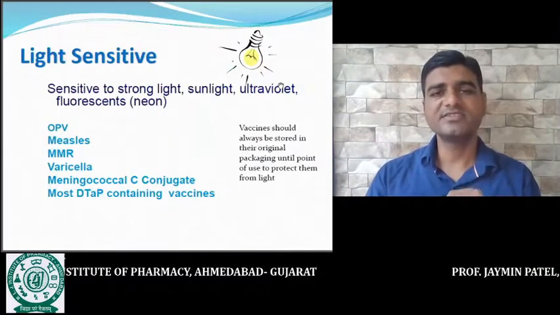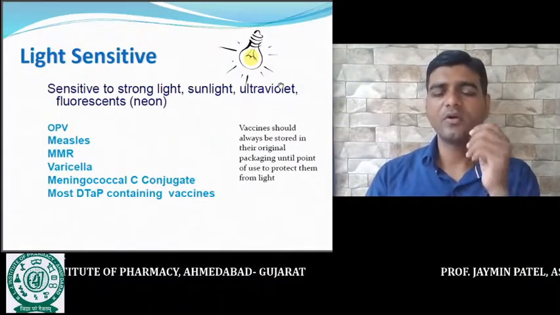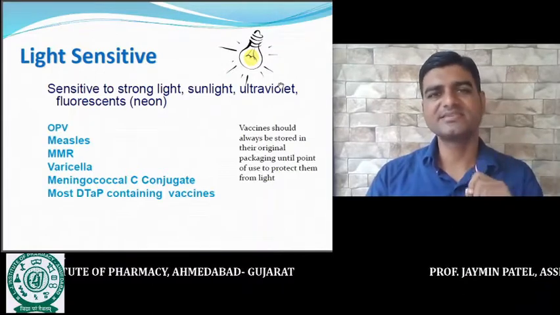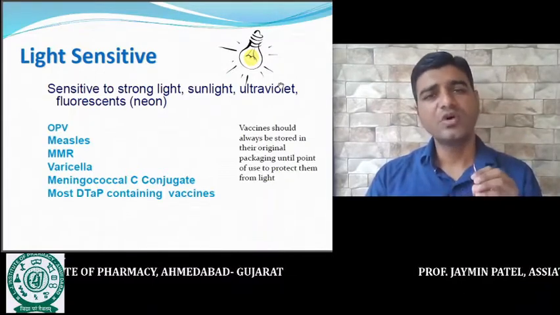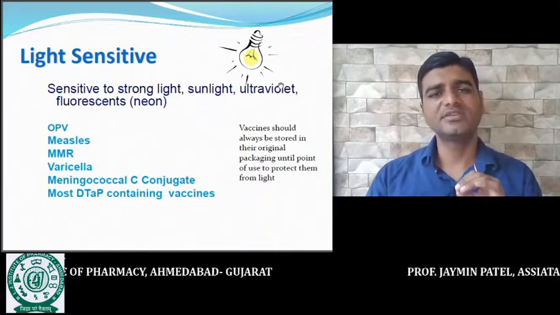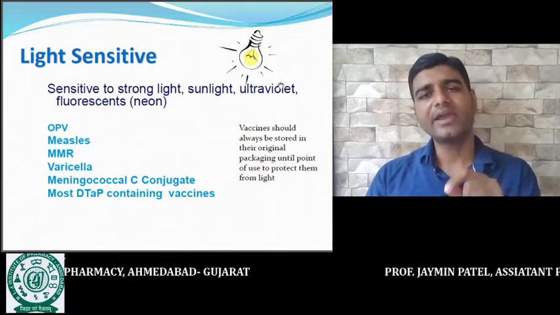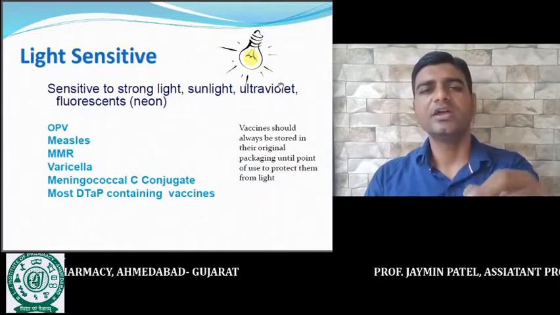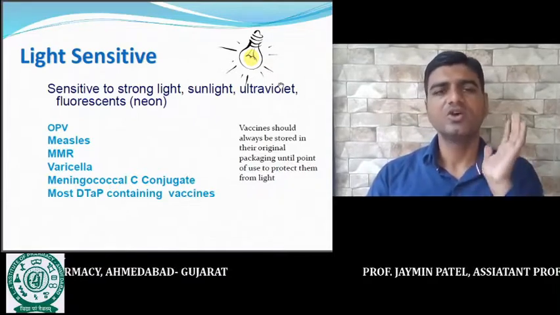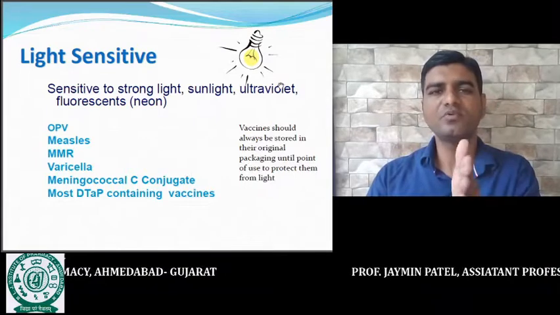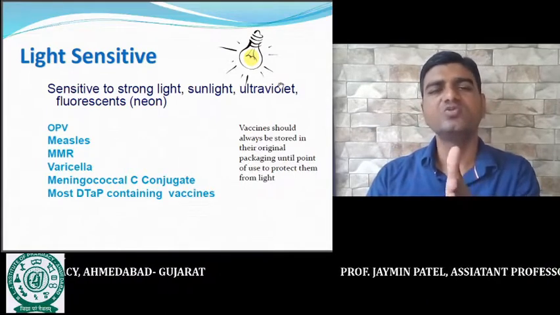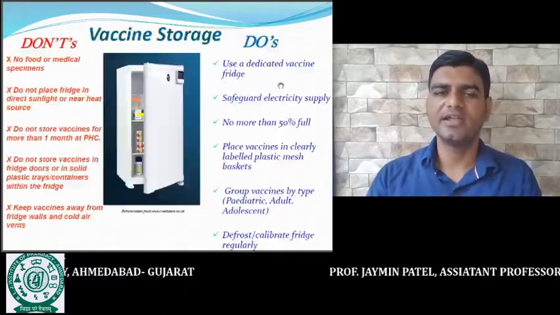Some of the vaccines are light sensitive, for example OPV, measles, MMR, and varicella. This type of vaccine should be stored in a packet where light cannot enter, and that packet should be opened directly in front of the client. So vaccines should remain protected against light.